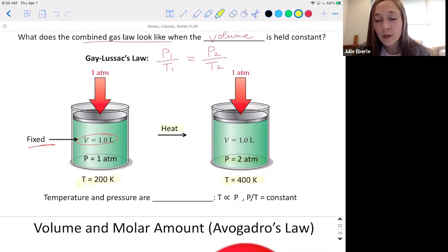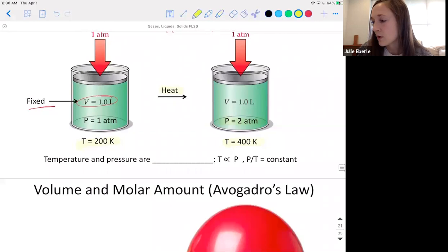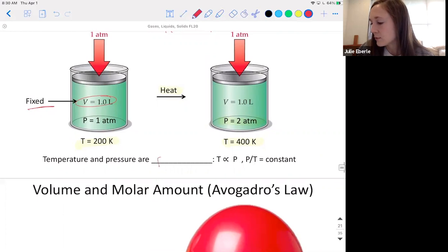So volume and pressure individually are both directly proportional to temperature. As you heat something up or cool it down, volume and pressure will both individually change accordingly. But volume and pressure together are inversely proportional. As you increase volume, you decrease pressure. As you decrease pressure, you increase volume.